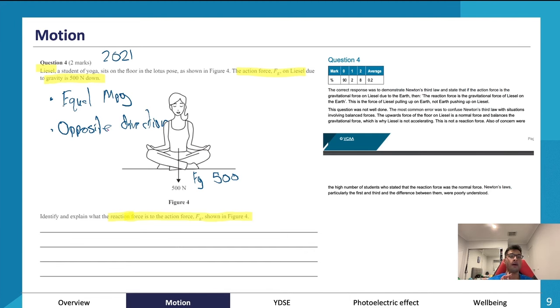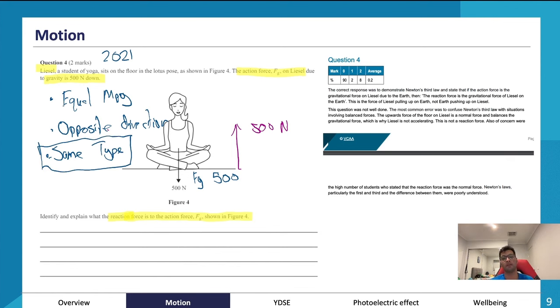So obviously the reaction force is going to be 500 newtons in the opposite direction. However, there is one thing that you have to keep in mind when it comes to action-reaction forces, and that is that action-reaction forces are of the same type of force. And this is the key point that about 92% of students completely missed.